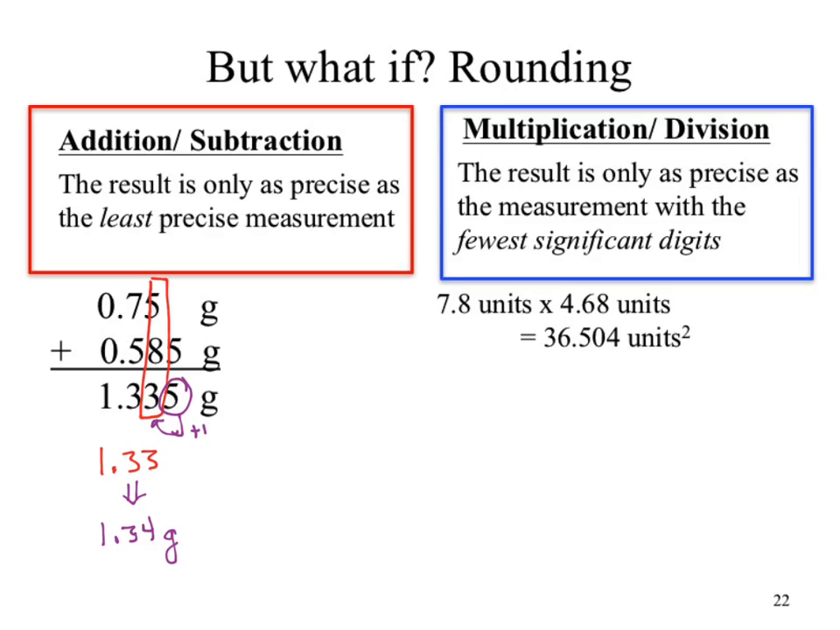What about the other question, our multiplication and division? We can only report out to 2 SigFigs, so that's 36. 5 is the first insignificant digit. That number is 5 or larger, so I will have to add 1, and it becomes 37 units squared. Make sense? That's how we'll apply rounding.